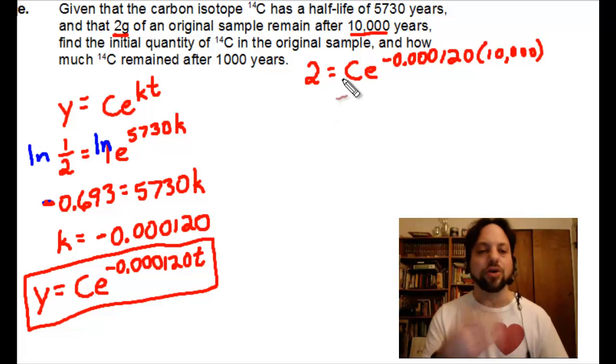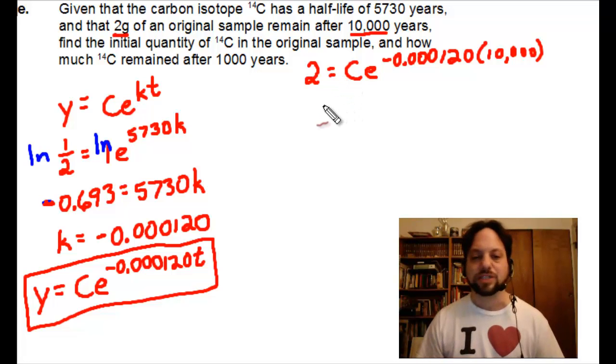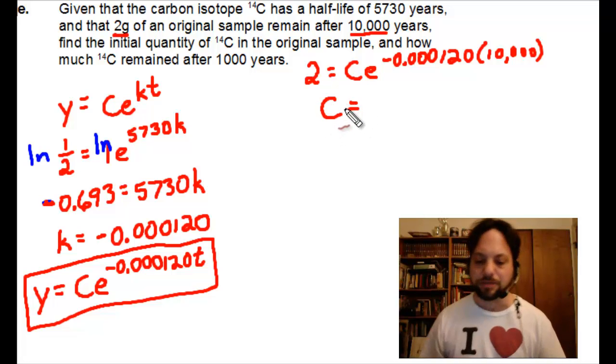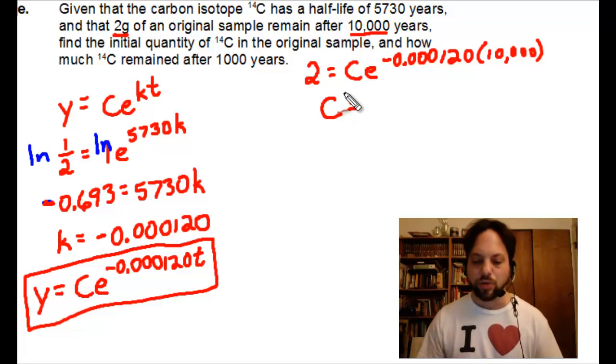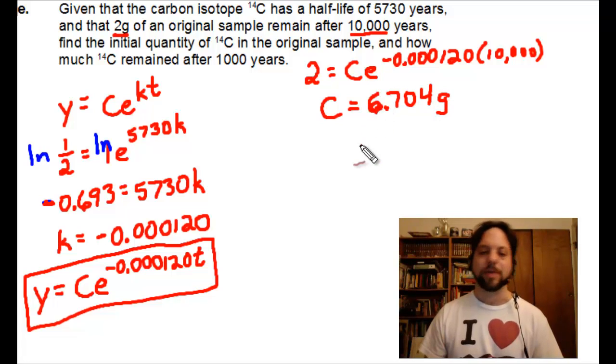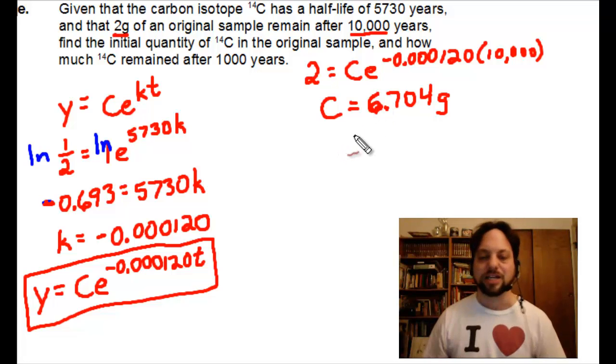So I'm not going to go through and do all the math. You can do that for yourself. But if you do it correctly, what we should find out is that our original stock of this substance, whatever it is, was originally 6.704 grams. All right? And if you didn't get that as your answer, go back and double check your math. That is what we should get.